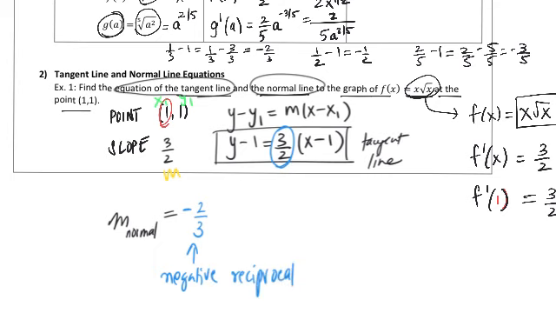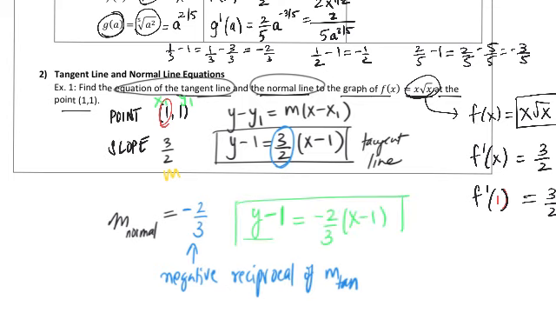The negative reciprocal of m tangent. Okay, so now we're just going to do that to write the normal line equation. I'll write it in green over here. y minus y1, we're still at the same point, is equal to negative 2/3 times x minus x1. So this is the normal line.